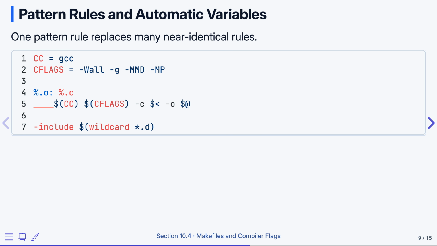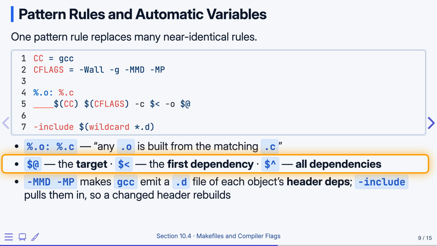When you have many object files, writing a separate rule for each gets repetitive. A pattern rule solves that. Look at %.o: %.c. It says, any .o file is built from the matching .c file. The % sign is a wildcard that matches the same stem on both sides. Inside the recipe are automatic variables. $@ means the target.